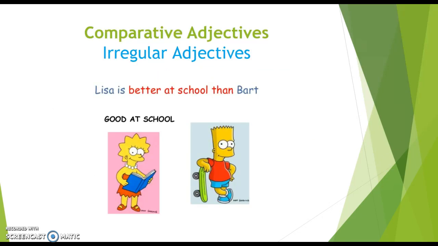Maybe you know these particular people. They are from the Simpsons family. And you can say Lisa is better at school than Bart. That's the conception we have. Okay, better is an irregular adjective. Lisa is better at school than Bart.